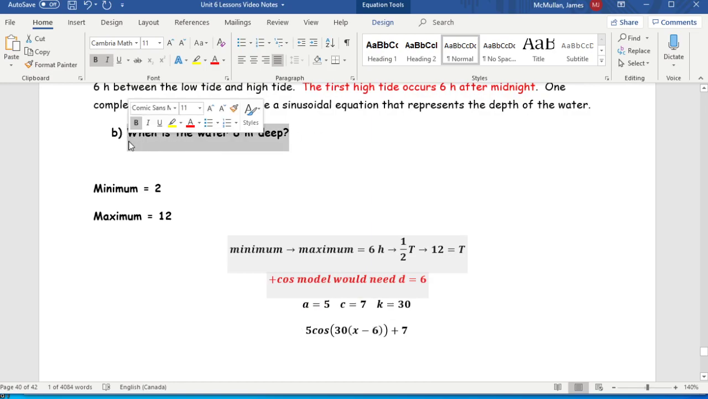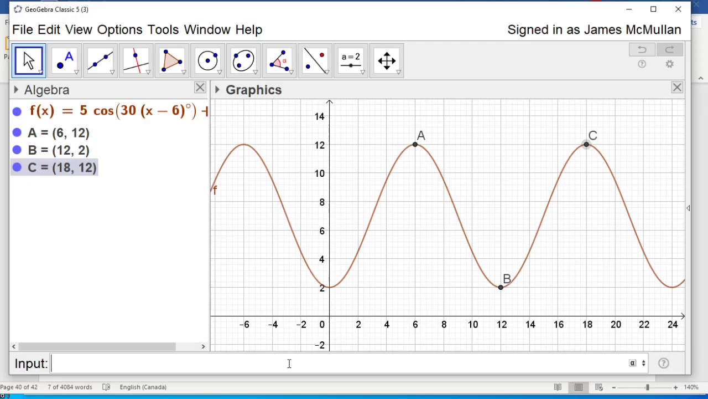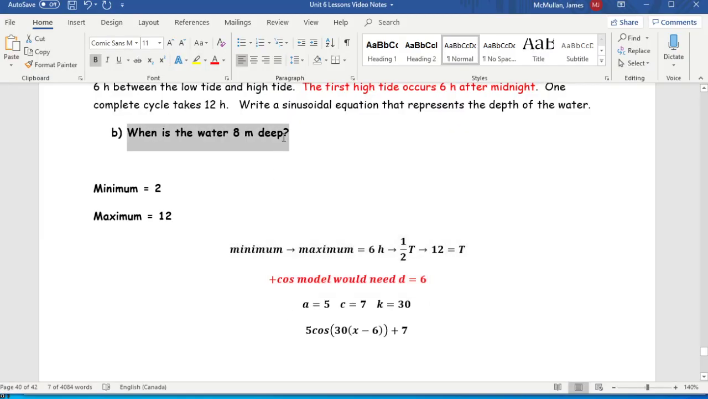Now, when is the water 8 meters deep? If I draw the line y equals 8, and again, let's clarify my question within the first 24 hours after midnight. Let's do the 24 hours. So when is the water 8 meters deep within the first 24 hours after midnight? Because, of course, every day would be the same. It would be the same thing over and over again.